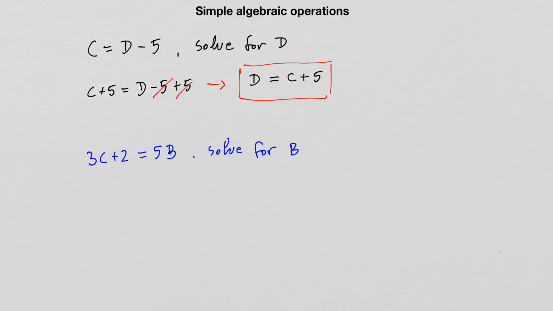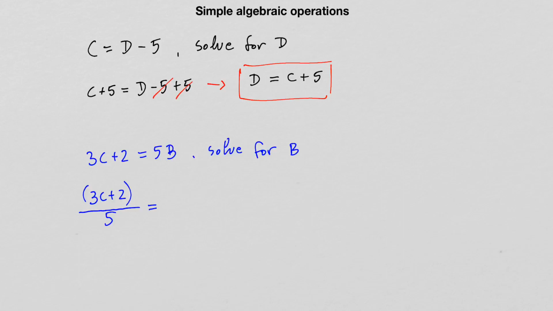So now let's look at the following example. 3C plus 2 is equal to 5B, and I want to solve for B. So here we notice that B is multiplied by 5, and so by the previous example that I showed you, in order to have B alone here on the right side, I must divide both sides by 5. So let's see what that looks like. So you have 3C plus 2. I'm going to look at this as one whole expression, so I'm going to place it in parentheses. And then I'm going to divide this entire thing by 5.